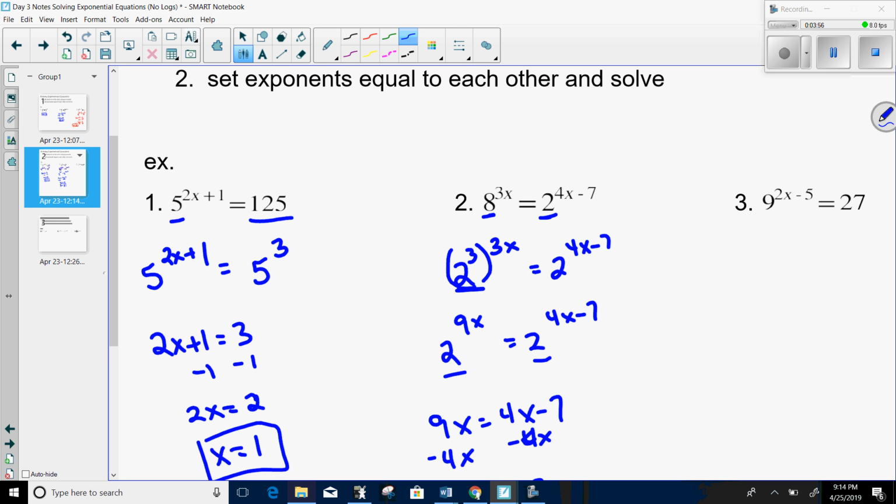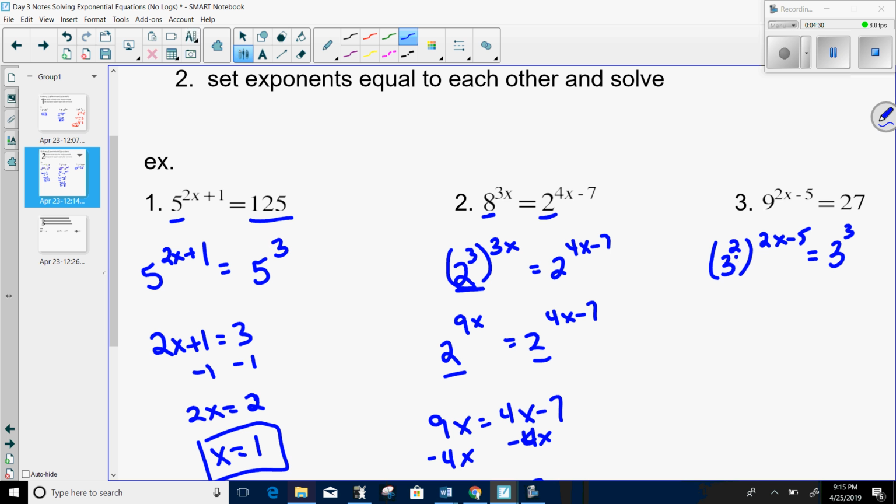Okay? Now if I look at the third one, it's a little trickier because I can't take 27 and rewrite it using a 9, but I can rewrite 27 as 3 to the 3rd. 3 times 3 times 3 is 27. That also means that 3 squared is 9. So notice I changed both bases in order to make them work, and then that's to the exponent of 2x minus 5. So this parenthesis right here is 3 squared. That's the 9. And then the 2x minus 5 just drops down.